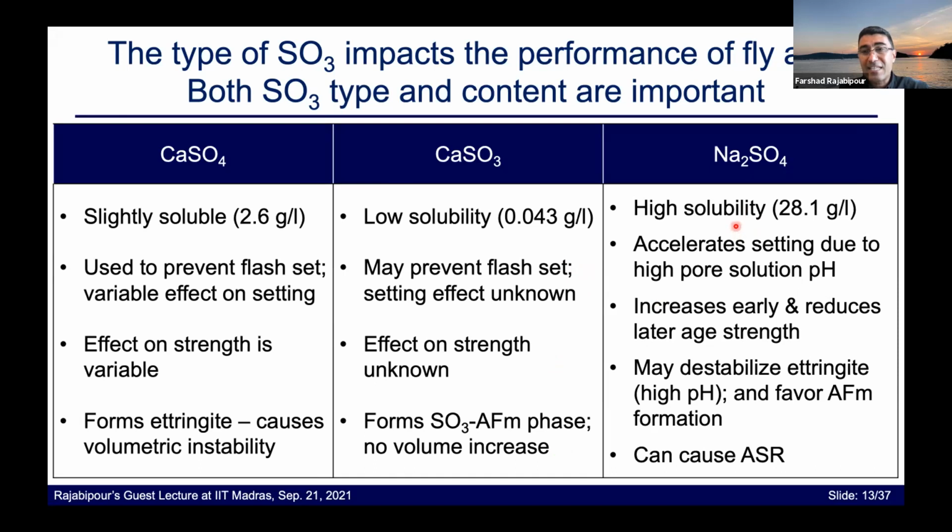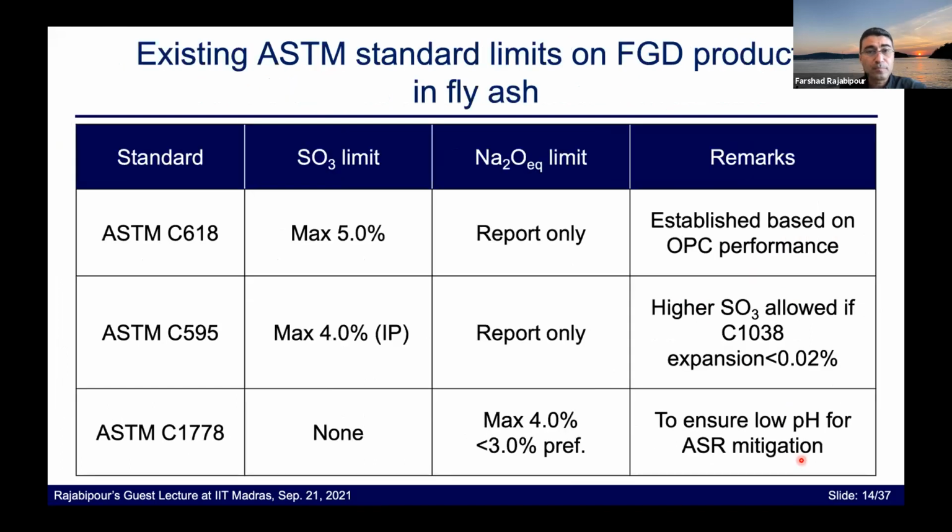Finally, sodium sulfate is a very highly soluble salt, and can essentially dissolve into the pore solution and increase the alkali content and also increase the OH content, or the pH, of the pore solution. And by doing so, it can accelerate the setting. It can increase the early age strength. Usually it comes at the cost of later age strength. It may destabilize ettringite and favor AFm formation because of high pH. And very importantly, because of the high pH, it can cause ASR, or it can diminish fly ash's capability in reducing ASR.